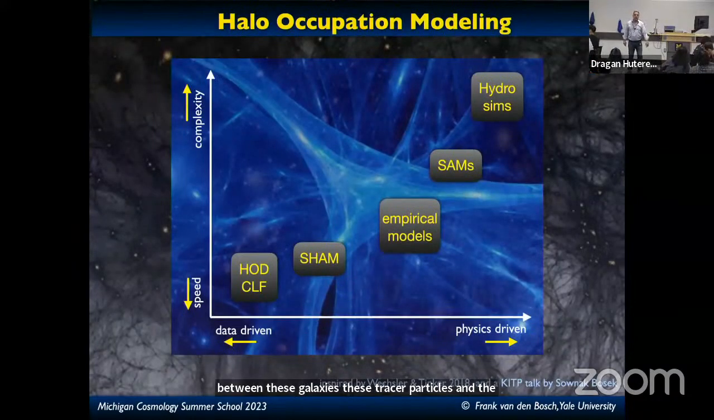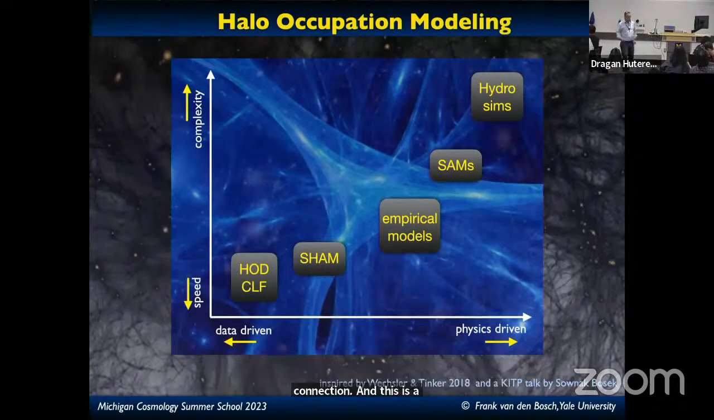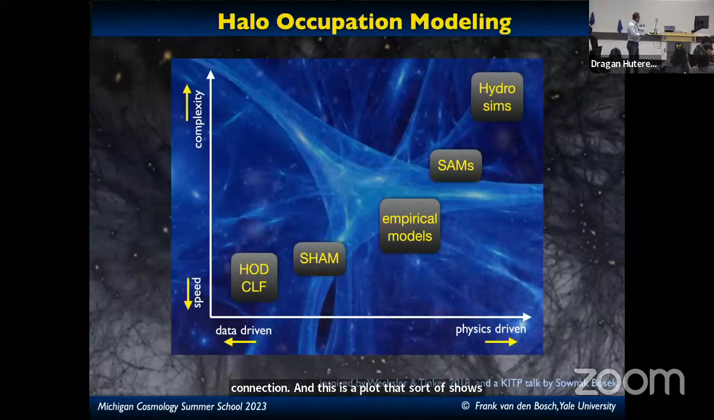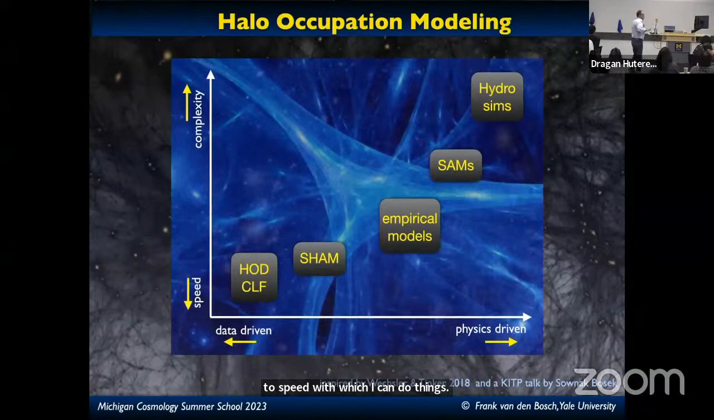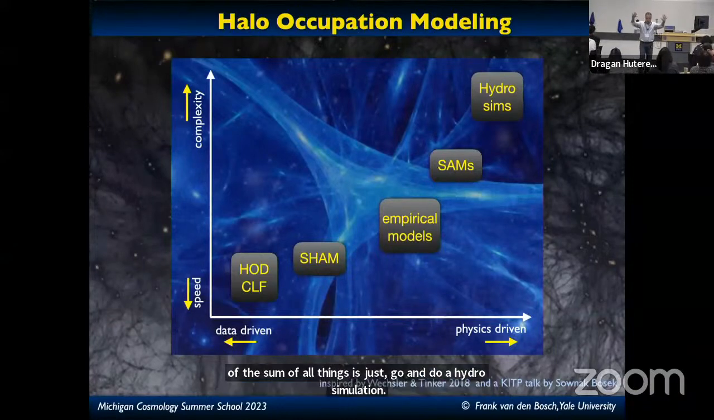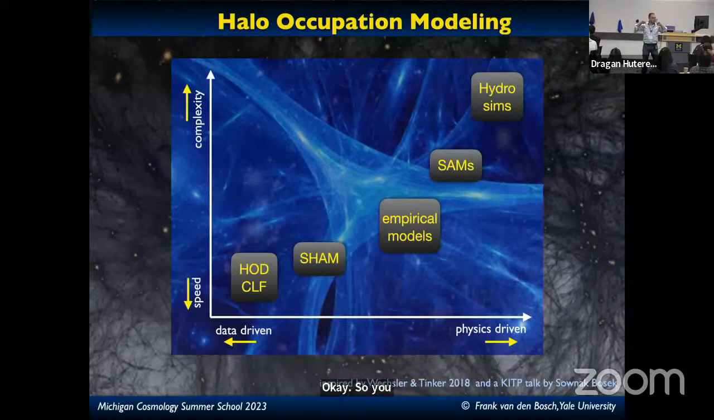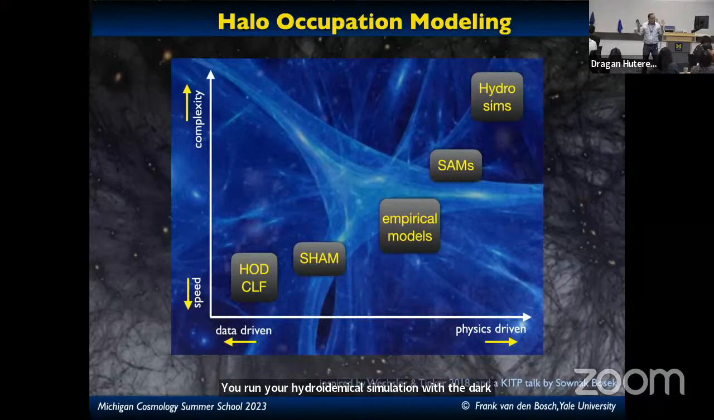Now, how can you constrain the galaxy halo connection? And this is a plot that shows different methods that people use to get to the galaxy halo connection. On the x-axis, I go from being more data-driven to being more physics-driven. And on the y-axis, I go with increasing complexity, which is basically inversely proportional to the speed with which I can do things. And the summum of all things is just go and do a hydro simulation. Okay? So you assume that you know all the physics that is relevant for galaxy formation. You run your hydrodynamical simulation with the dark matter and the baryons in there, and you just run it.